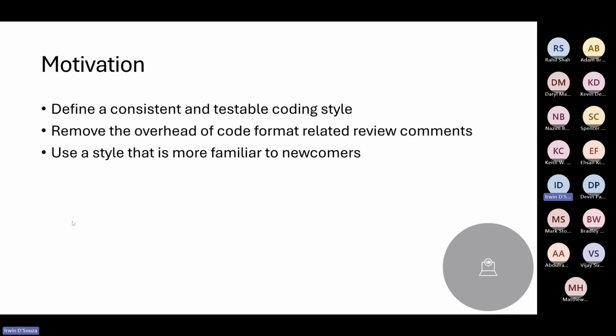So the motivation really is to define a consistent and testable coding style and remove the overhead of having committers give code format related comments. Instead of having nitpicks on where the parentheses should go, a lot of this should just be done automatically. It would also help if the style was familiar to newcomers, which is the style that was agreed upon by the people who looked at the demo source code when it was first proposed.